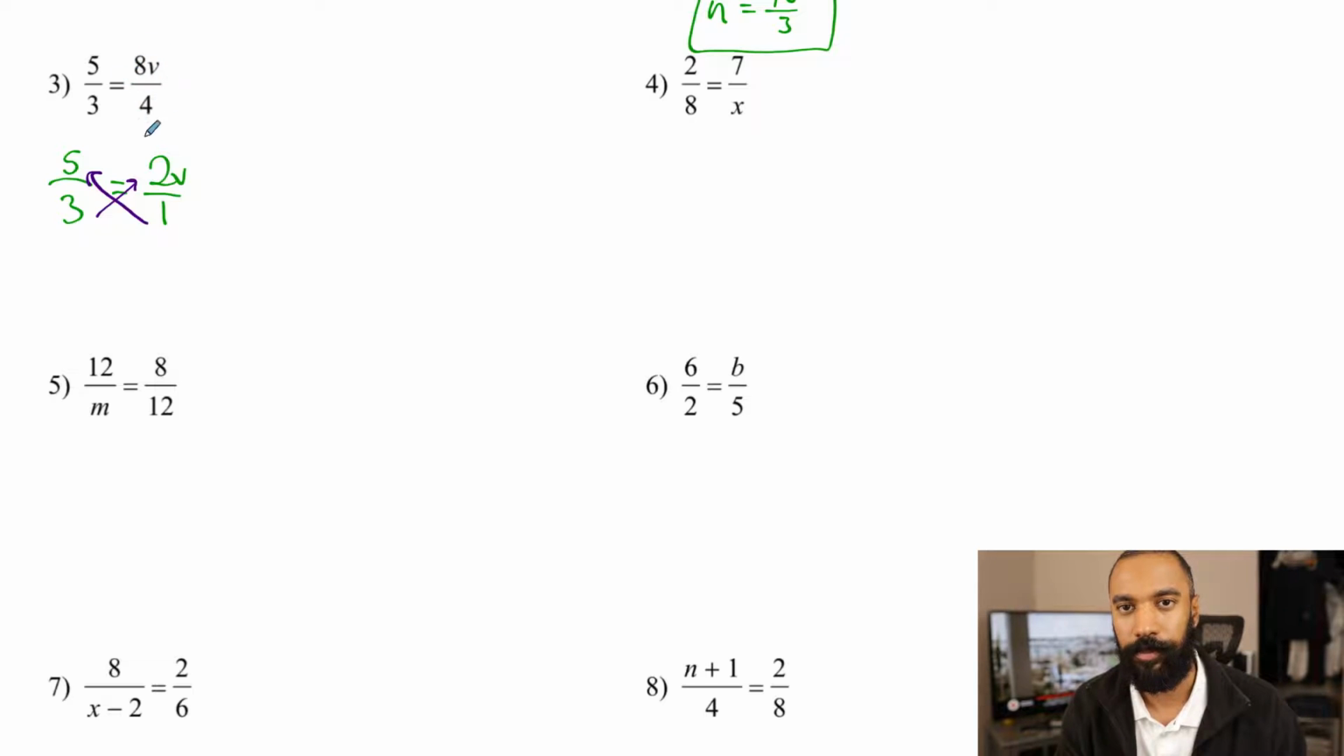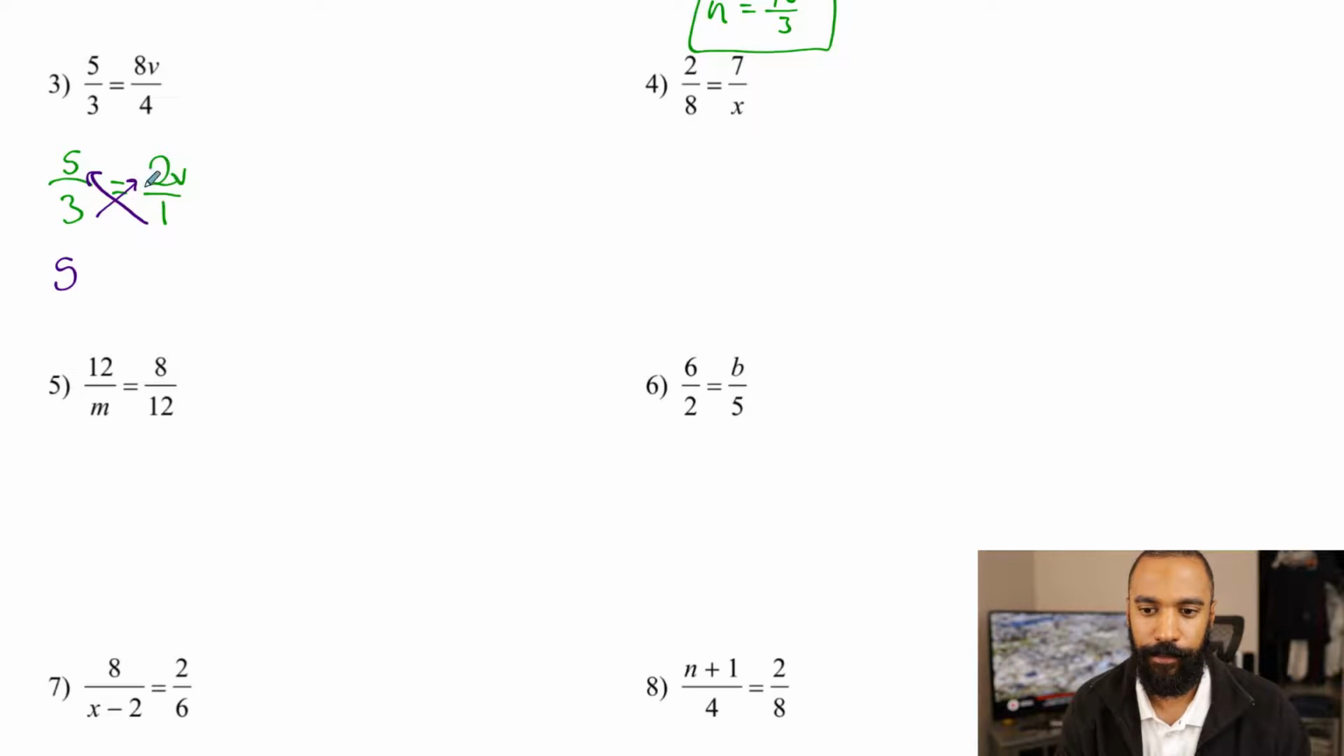Now, why did I reduce it? To get smaller numbers. Why not? I get the same answer. So 1 times 5 is 5. 3 times 2v is 6v. So 5 equals 6v. Divide both sides by 6, you get v equals 5 over 6.